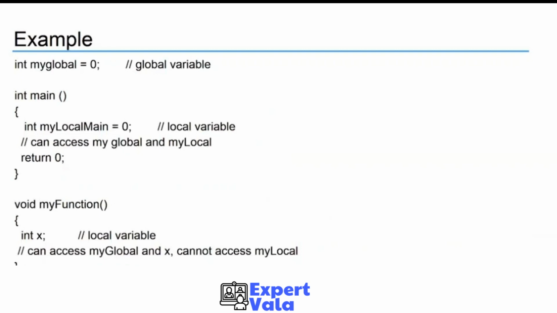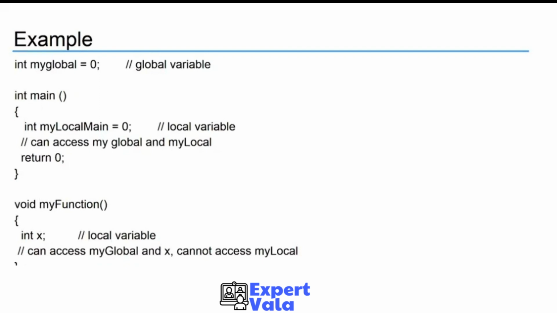So in this example, we have a global variable called my global. We are initializing it to 0. We can also initialize these global variables anywhere. We can initialize them when we declare them, or we can initialize them in any function. It's an integer. We also have two functions, the main function and a function called my function.